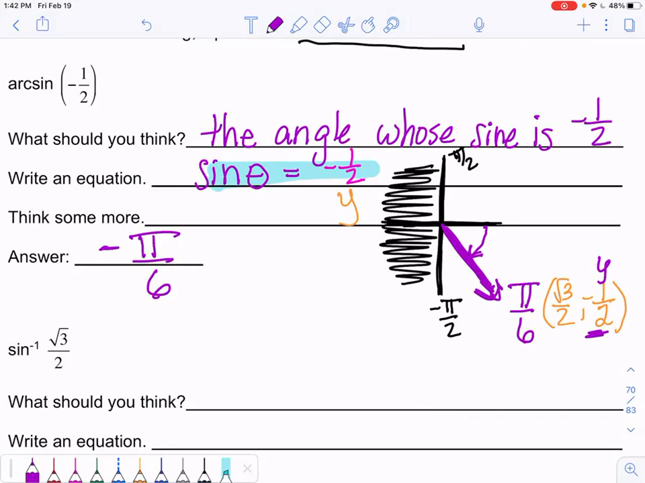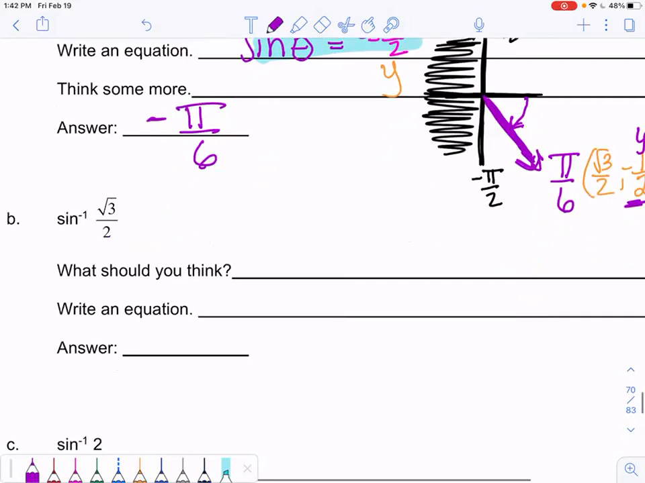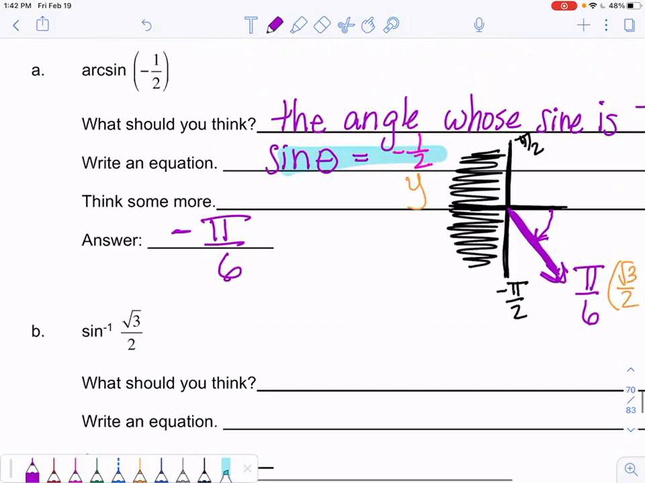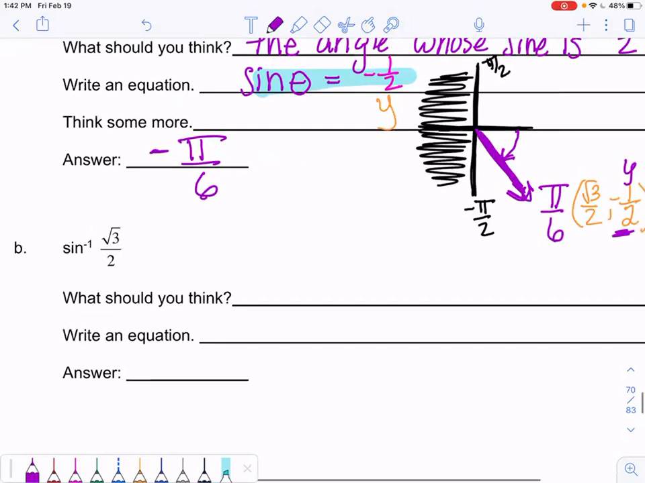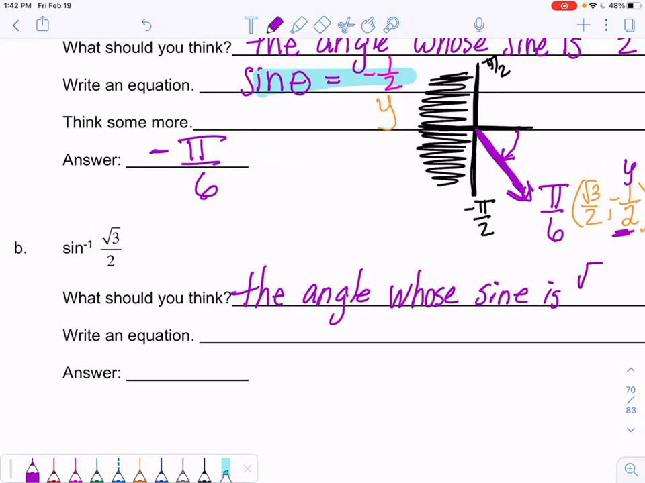All right, so we're going to work through it again. It'll be a little quicker, so now they kind of see what we're trying to do. Notice the notation is the other way, and you're going to see both ways written tonight or whenever you look at your homework. Sine inverse of √3/2. So the inverse sine of √3/2. What should you think? Well, we're really finding the angle whose sine is √3/2. That's what that really means.